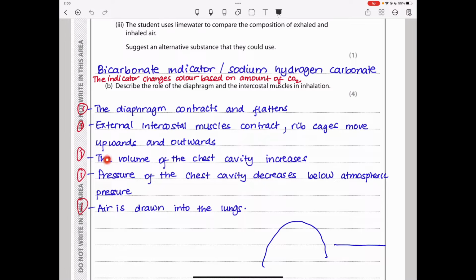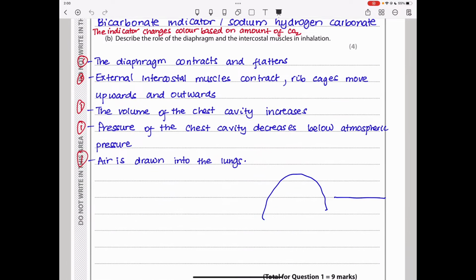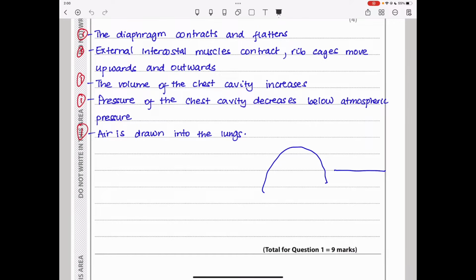And then this is the ultimate desire, or the requisite, for this to work. We had to make the volume of the chest cavity increase. These two here enable the volume of the chest cavity to increase. And when that volume increases, pressure in the chest cavity is going to decrease below atmospheric pressure, and air is going to be drawn into the lungs due to the lower pressure inside the lungs in comparison to the pressure outside in the atmosphere. This brings us to the end of question 1.